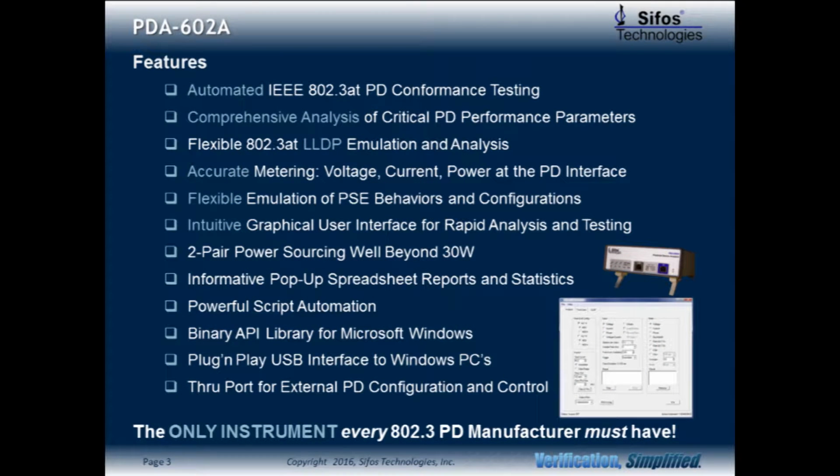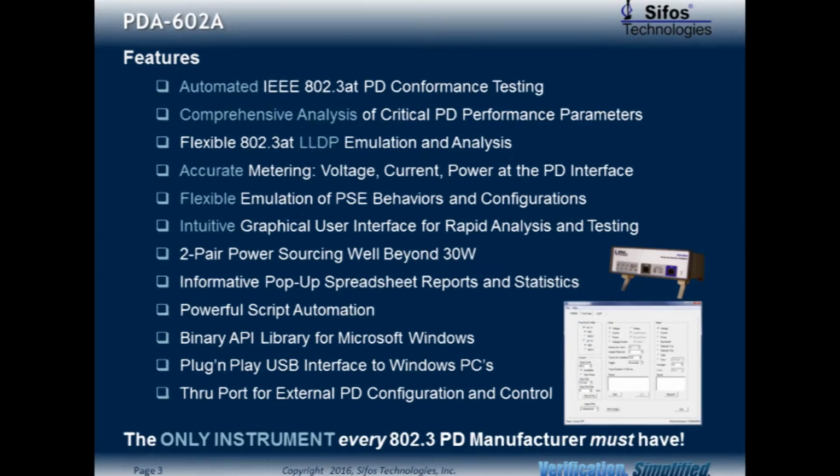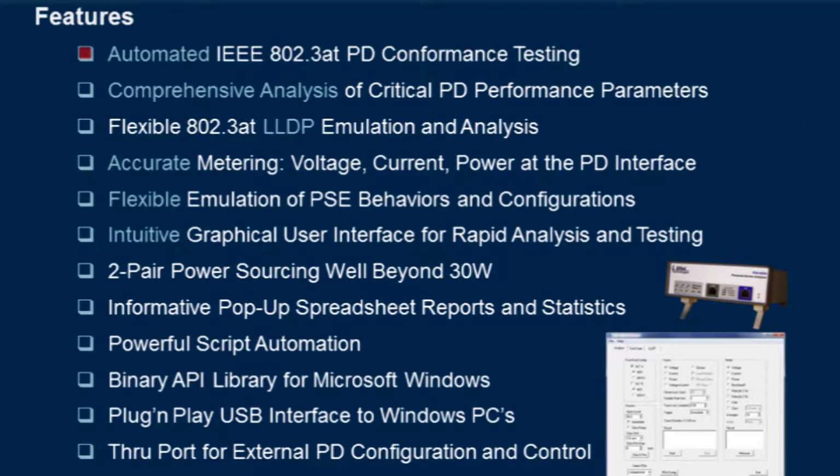The PDA602 provides a robust set of features for analyzing and verifying 802.3 AT PD performance. This feature set makes the PDA602 the only instrument that every 802.3 powered device manufacturer must have. The PDA602 can perform fully automated PD conformance testing on 802.3 AT PDs, that is, both Type 1 PDs that consume up to 13 watts and Type 2 PDs that consume up to 25.5 watts.